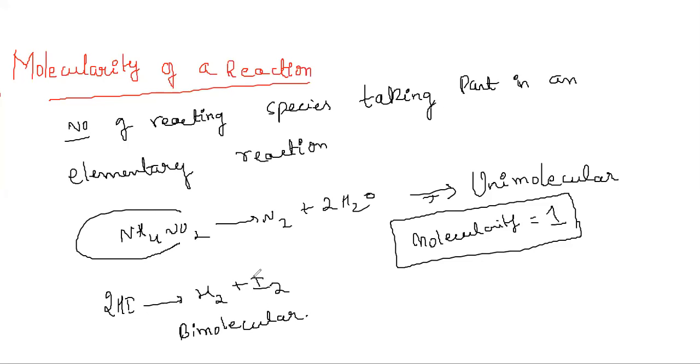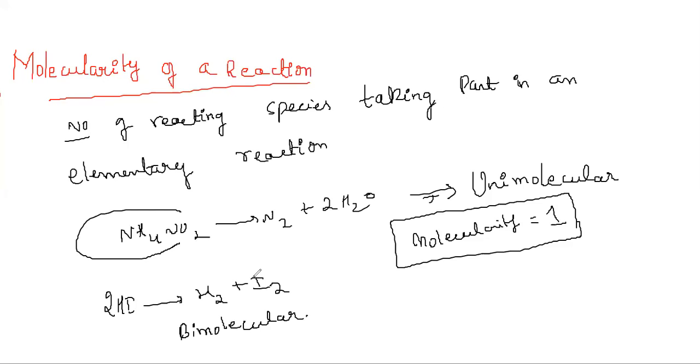So actually the probability of more than 3 reacting species colliding simultaneously is very small. The probability of collision in a reaction with 3 reacting species is very low. So molecularity greater than 3 is not observed.